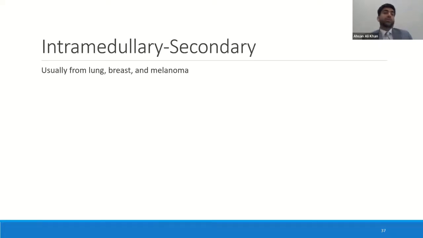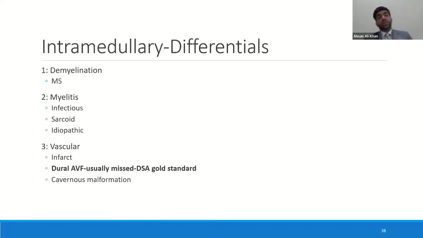Now, when we are talking about intramedullary secondary tumors, they are not common. They are rare and usually from lung, breast, and melanoma. Like I said, most of the time the intramedullary lesions that we see, the surgeons would not even operate on, because many of them are not actually tumors. They can be demyelinating, like multiple sclerosis, infectious myelitis, sarcoidosis, or idiopathic. Idiopathic is a good word.